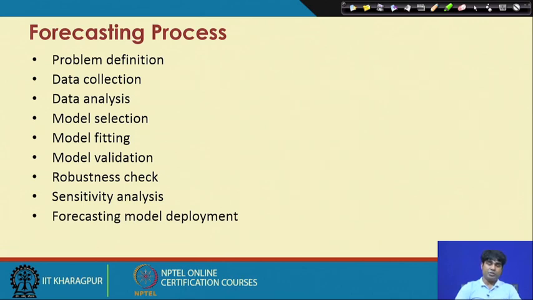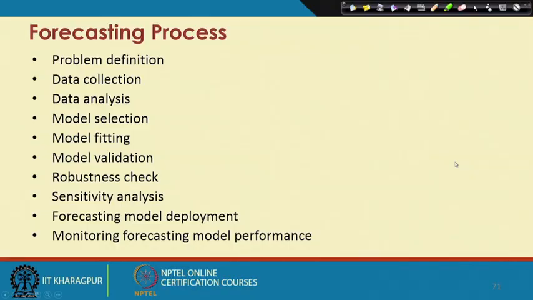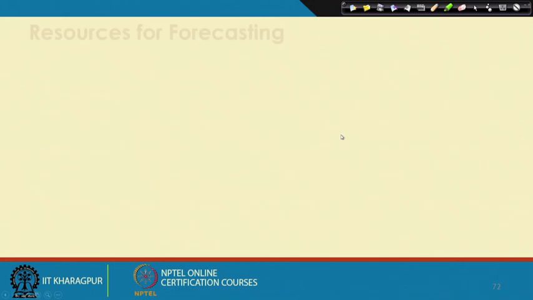Then finally, once you are sure that this model is perfect, with respect to both the robustness check and sensitivity check, you can use this particular model for the forecasting requirement. So this is the process of forecasting, and finally, when you do the forecasting, we can monitor this forecasting as per the particular engineering requirement.